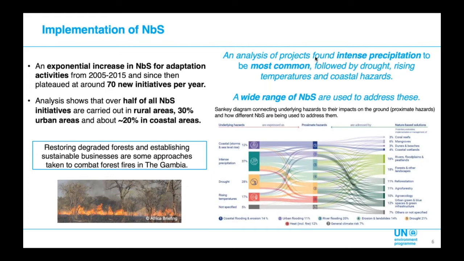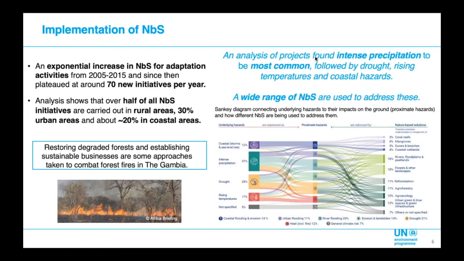And if you look at the Sankey diagram, you can see what these underlying hazards are and how they lead to proximate hazards and what nature-based solutions are used. And on the right, you can see that a wide range of nature-based solutions are used to address these. The same analysis also showed that there was a period where there was exponential increase of NBS for adaptation, but now that's plateaued to about 70 new initiatives per year.